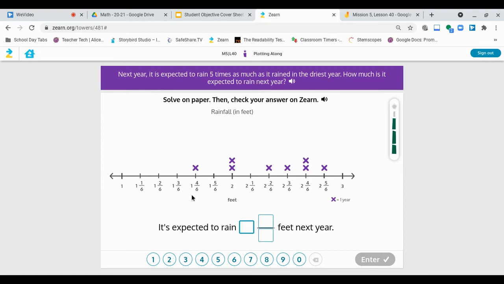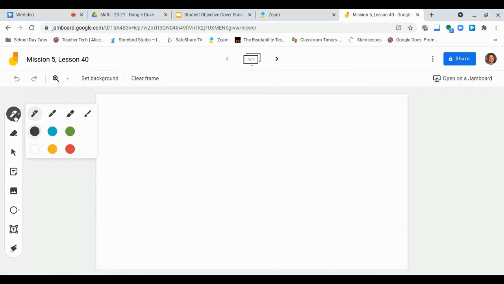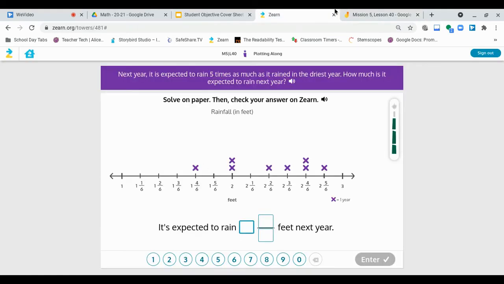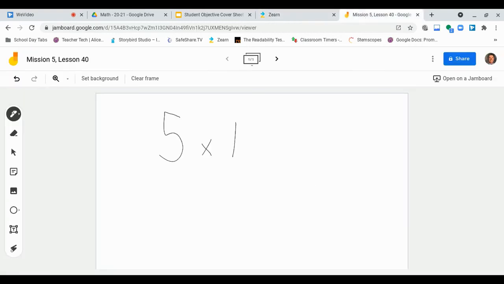So I have 1 4/6, and if it's expected to rain 5 times as much, I need to multiply that times 5, which is exactly what I'm going to do. So I'm going to take 5 times 1 4/6. So 1 whole and 4/6. I'm going to solve it. And again, this is what I've been doing, multiplying a whole number times a mixed number. So I do 5 times 1, which is pretty straightforward, which is 5.